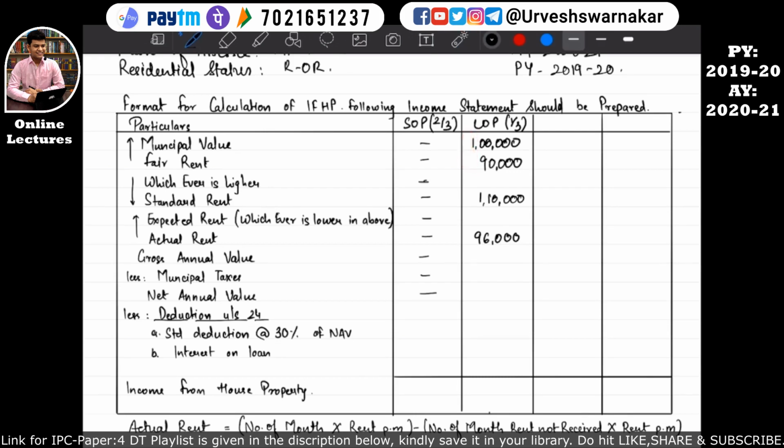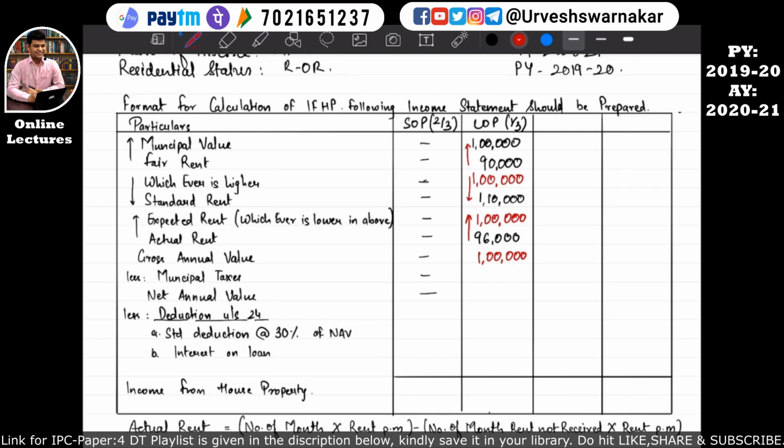We'll compare these two. Whichever is lower of the two will become our expected rent. Okay, the expected rent is equal to 1 lakh. Whichever is higher of these two will become our GAV, which is equal to 1 lakh. I hope this is quite clear by now.